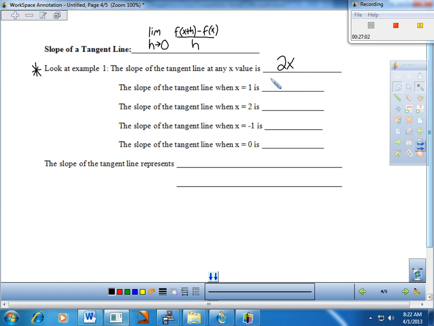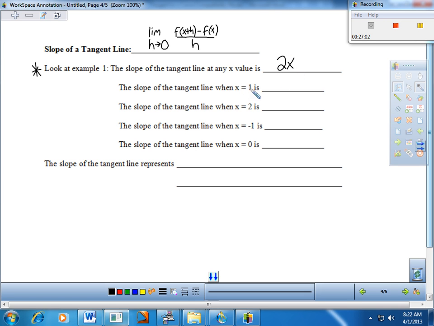So h goes to 0, and when h goes to 0, I end up getting just 2x. So what's kind of fascinating about this is now we can start talking about the slope of not the secant line, but the tangent line at any single point on the graph of a function, which is quite powerful mathematically. So look how easy this is once we do this. Once I have this, we're ready to roll.